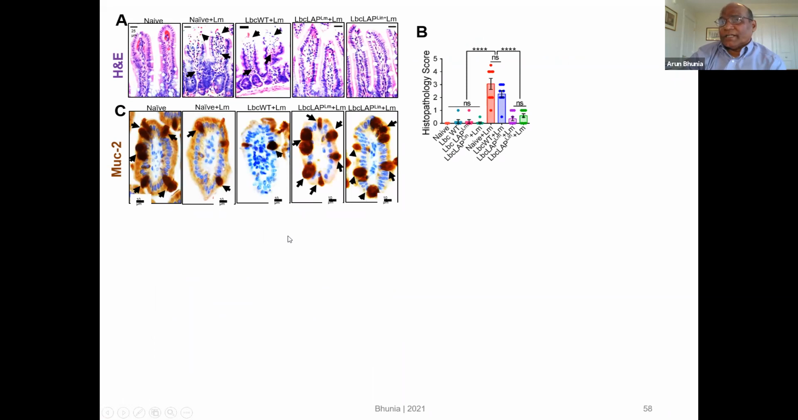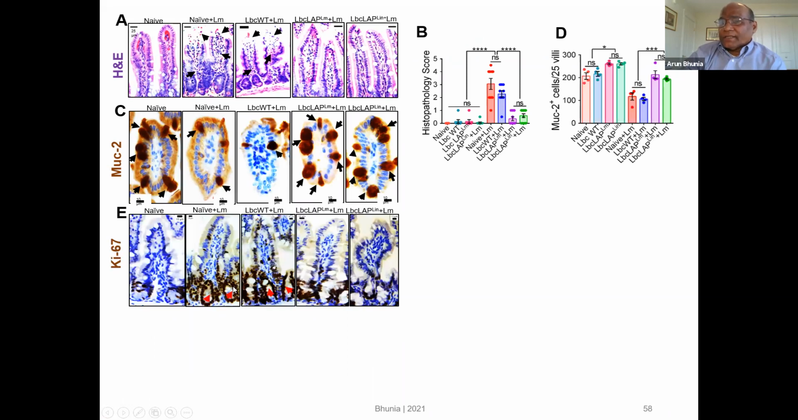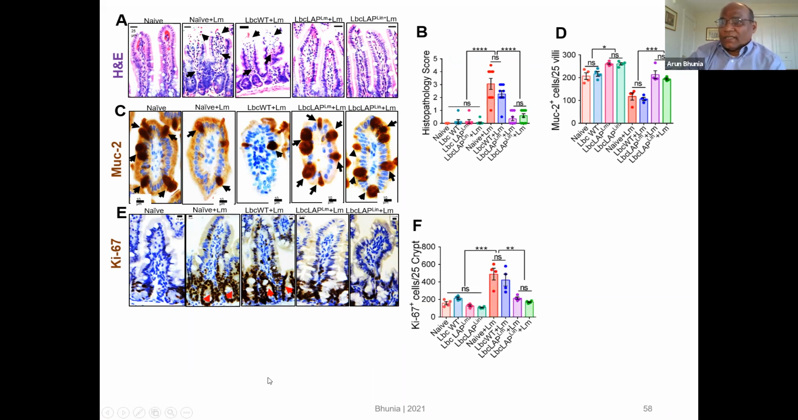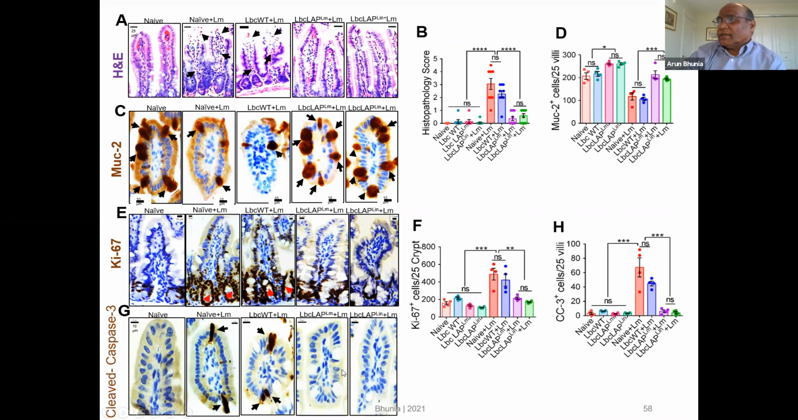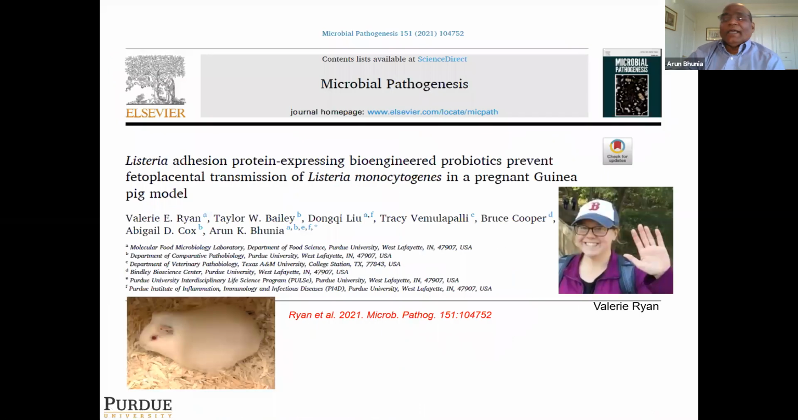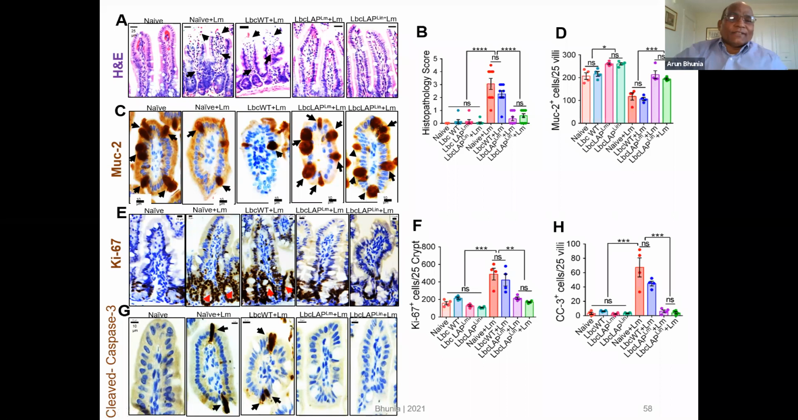MUC2 expression increased. In the wild type, where LM infection happens, there is a high level of cell proliferation. In the bioengineered strains, even in the presence of LM, cell proliferation is not increased. Cell apoptosis also decreased with the bioengineered probiotic. So all those indications show that it causes the opposite effect of what we saw in the LM infection.